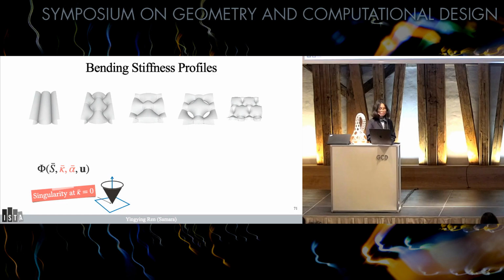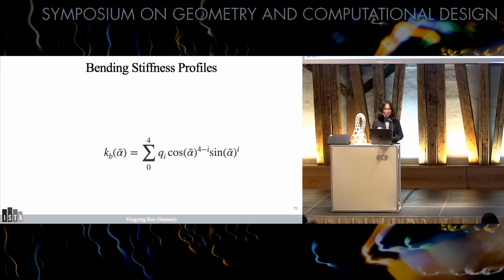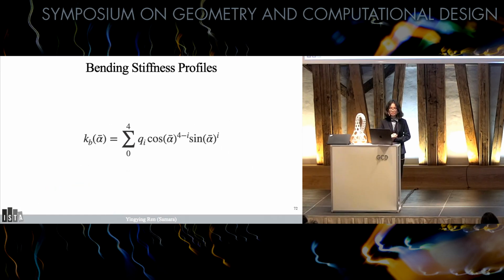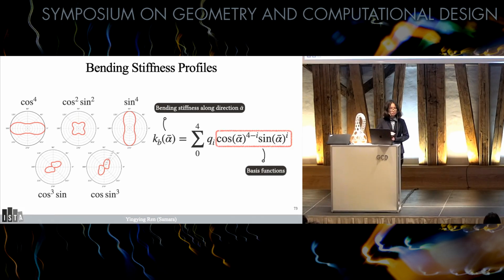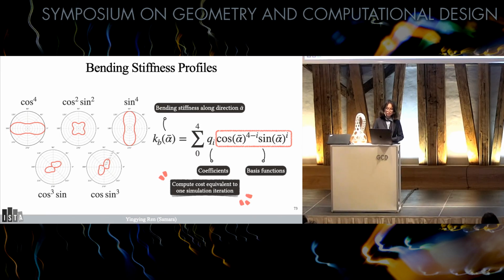Despite the difficulties caused by this singularity, we were able to derive a compact analytical formula for the bending stiffness of any unit cell. We proved the equation here that says the small strain single-axis bending stiffness profile of any unit cell with planar equilibrium states is simply a linear combination of 5 basis functions defined as powers of cosines and sines. The cost for computing the coefficients of the basis functions, and hence the entire bending stiffness profile, is equivalent to one iteration of the simulation problem, thanks to our parameterization.